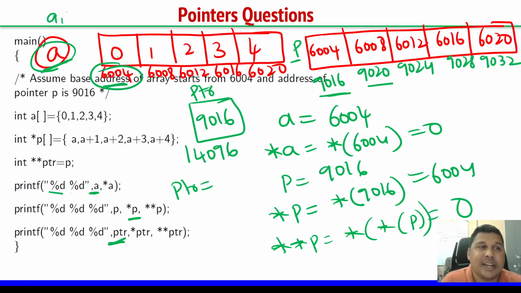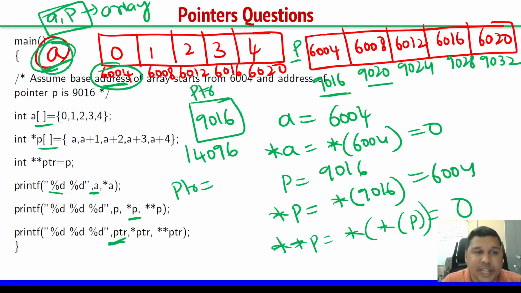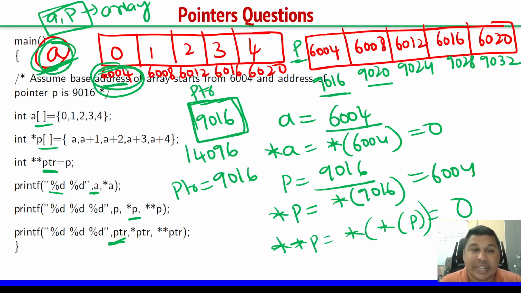A and P are array variables. Observe here. This is array, this is array. When you are having array variables, when you print the name of the array, that will give you the starting address. But PTR is not an array variable, it is a normal variable. When you print PTR, it will print the content inside this box, not the address. It will print the content inside this box, that is 9016, not 14096. Why? A and P are arrays, that is why we gave the starting addresses. But PTR is a normal variable.